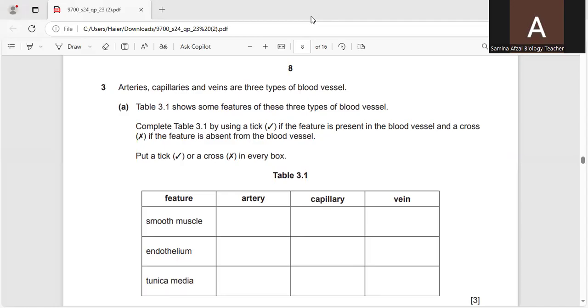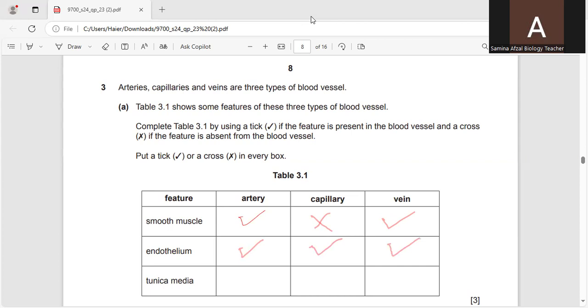If you observe the transverse section of all these blood vessels, you know the different layers are arranged. In arteries, they contain smooth muscles. Yes, they contain smooth muscles. The capillaries do not contain these smooth muscles because they consist of only one cell. So they are one cell thick, so they do not contain smooth muscles. Endothelium cells are present. So endothelium is made up of endothelial cells. So they are present in arteries, they are also present in capillaries, and they are also present in veins.